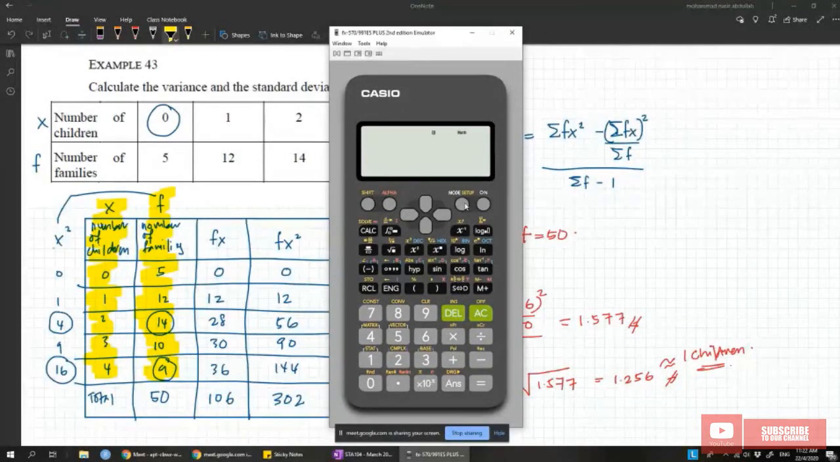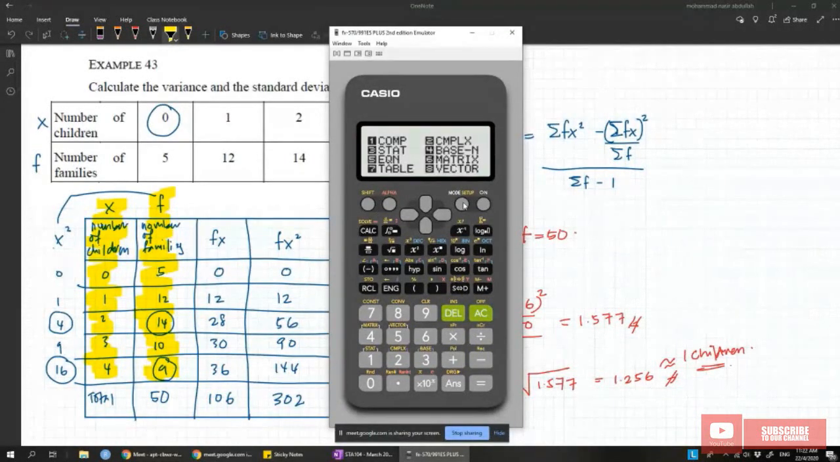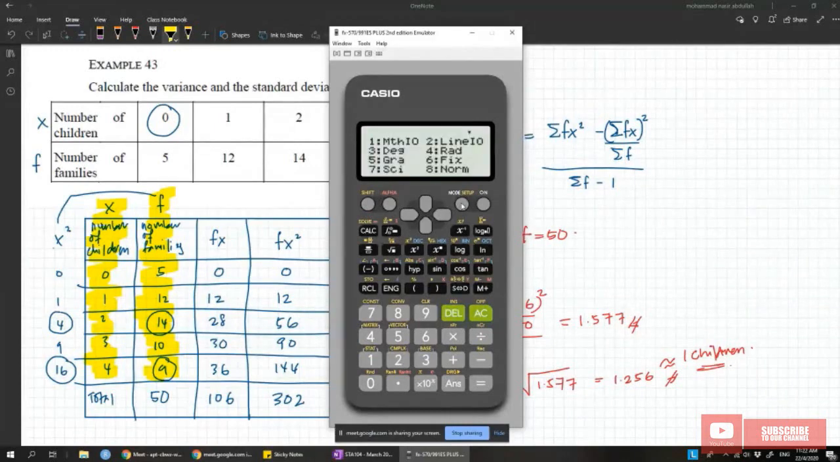Alright, can you see it? Bigger now, right? So now, first step, you click on mode, right? Sorry, first step, you press shift, then mode. Right, again: shift, mode. So this is the first step.